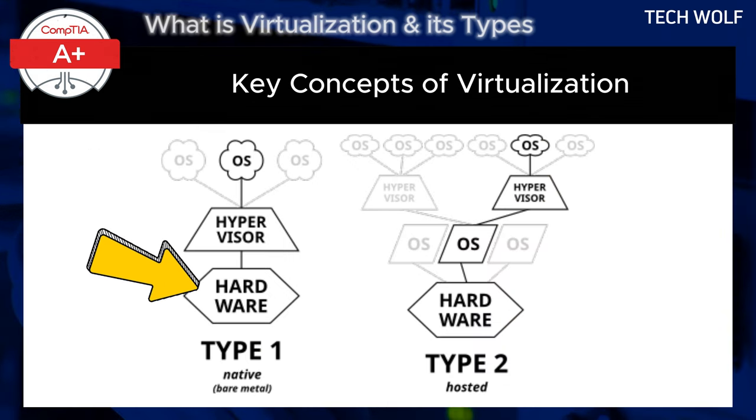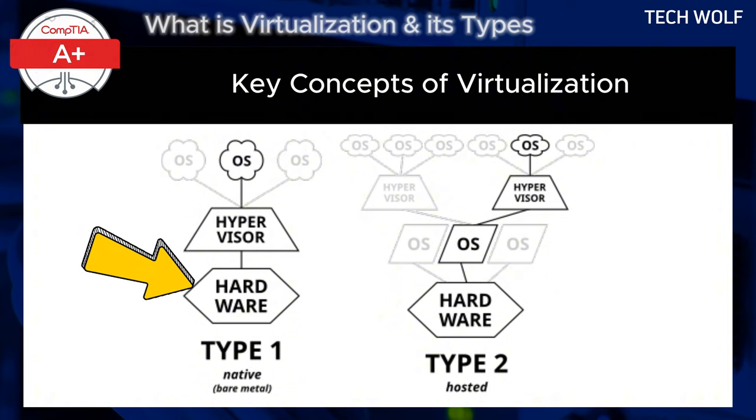Type 1 is a bare metal hypervisor because it is installed directly on hardware, not on some other secondary operating system which is installed already. A bare metal hypervisor runs directly on physical hardware without a host operating system. For example, VMware ESXi or Microsoft Hyper-V. It offers high performance and is typically used in data centers and enterprise environments.